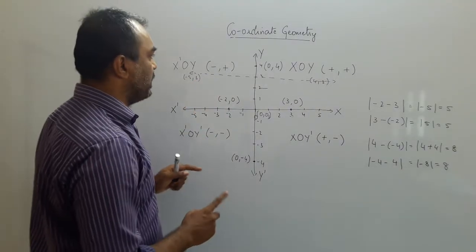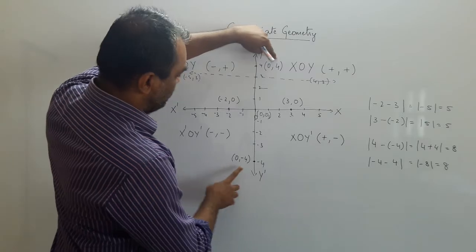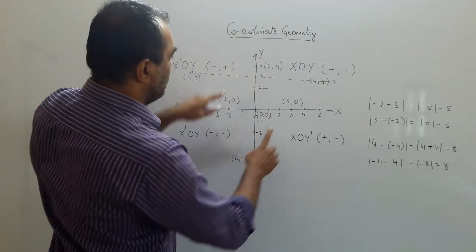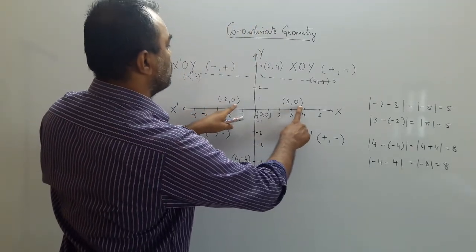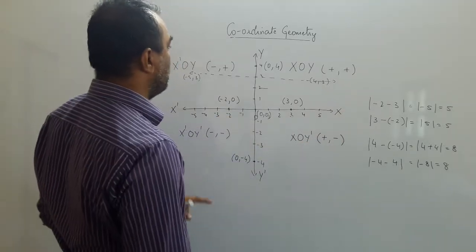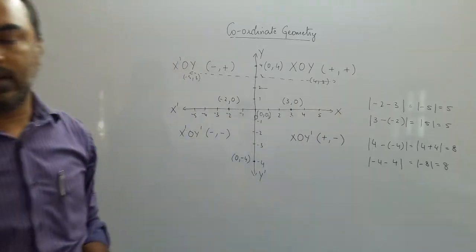You can see what is happening. Here one coordinate is changing, one coordinate is not changing. Here also one coordinate is changing, one coordinate is not changing. So simple subtraction can work. Now we'll see what happens when both the coordinates are changing.